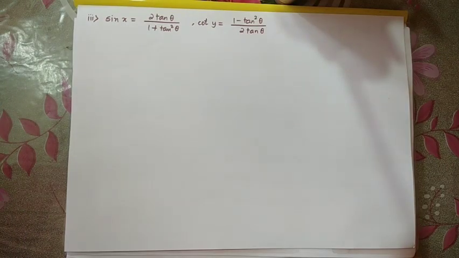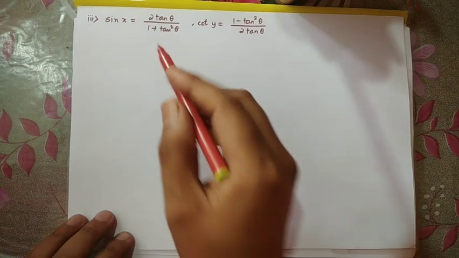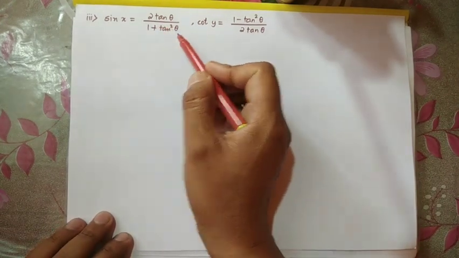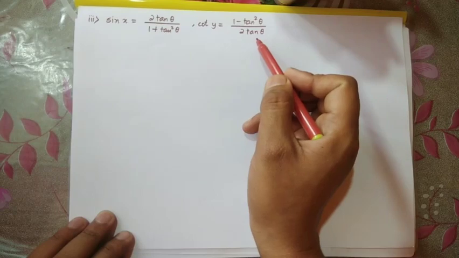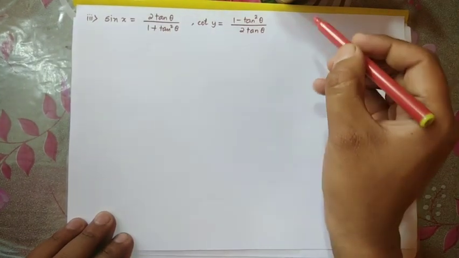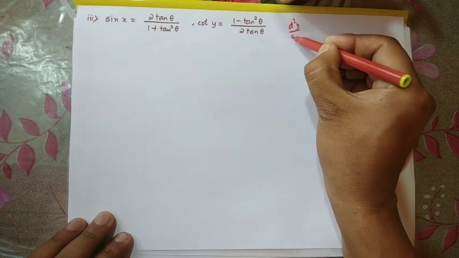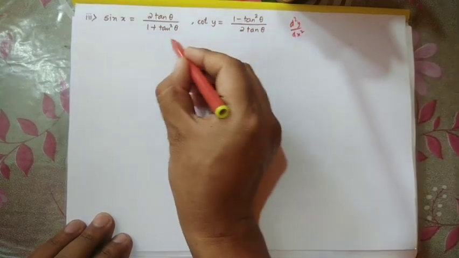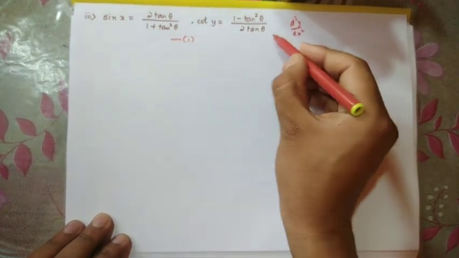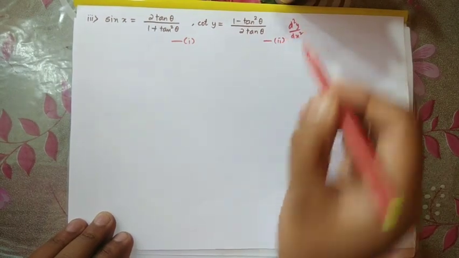Okay, so the next problem is, if sin x is given to be 2 tan theta by this one, and similarly cot y is given to be this much, we need to find d square y by dx square. As usual, since this is parametric, I'm going to call this 1, and I'm going to call this 2.